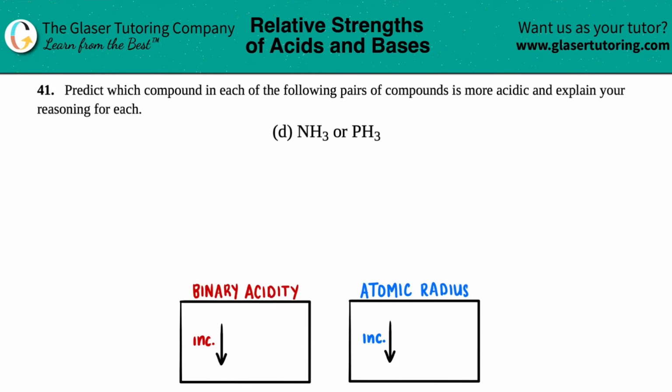Number 41, predict which compound in each of the following pairs of compounds is more acidic and explain your reasoning for each. Then we have letter D. So in this case, we just have to find out which compound is more acidic. Is it NH3 or is it PH3? Well, in order to decide that, we first got to put these acids into a type of category.